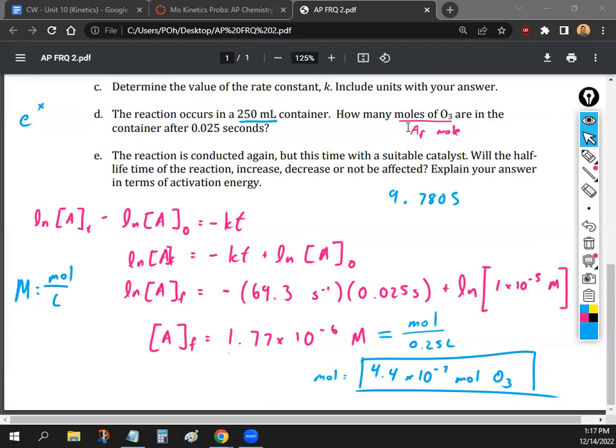But let's go over part E, and then that'll be the end of this problem. We can move on to the next one, the next fun problem. Okay, so let's say that this reaction was conducted again, but this time we used a catalyst. If you guys remember, catalysts are compounds that lower the activation energy of a reaction.